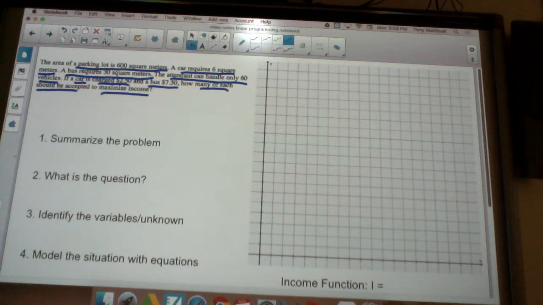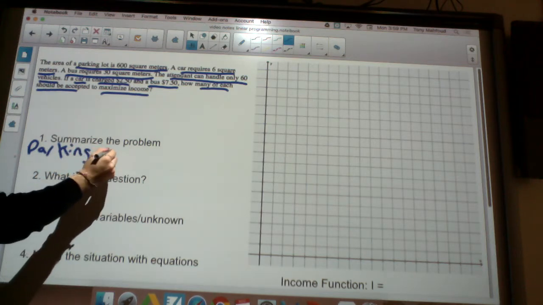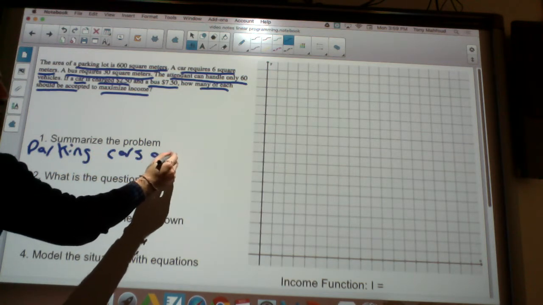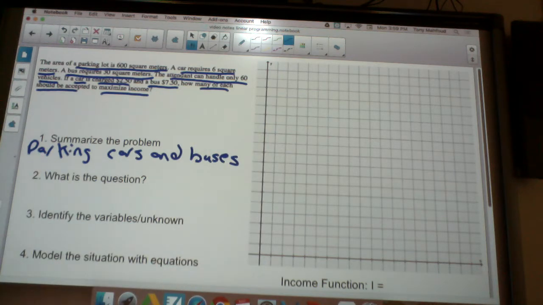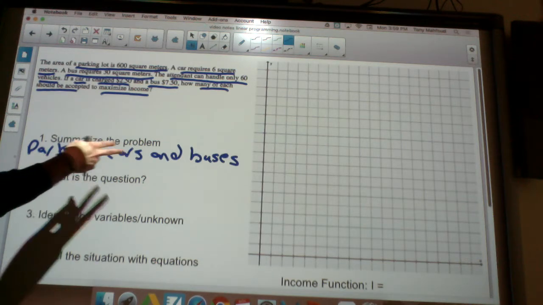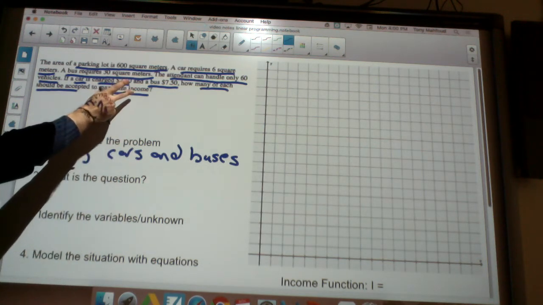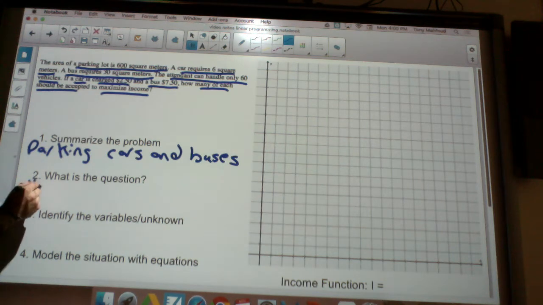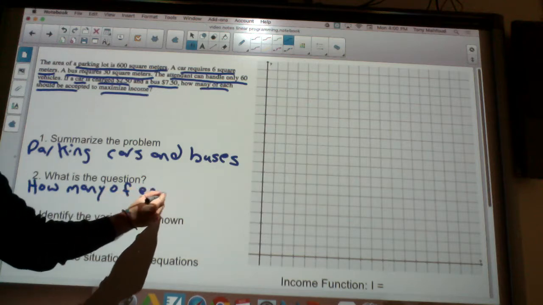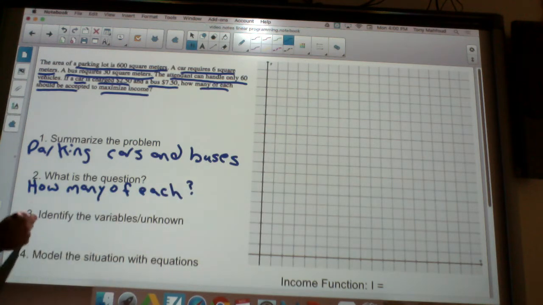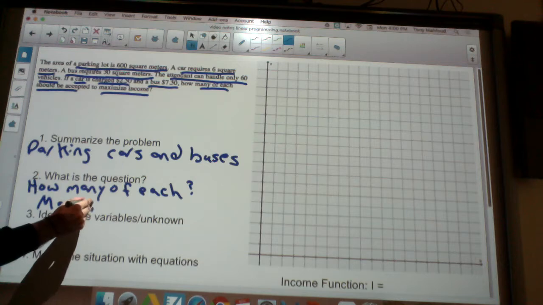So what's the problem? If we want to summarize the problem, what does it talk about? It's talking about parking for cars and buses. Some kind of parking garage, trying to park in there. What is the question? We have, again, two types of questions here. We want to know how many of each, so how many cars, how many buses, and then we want to try to maximize the income.